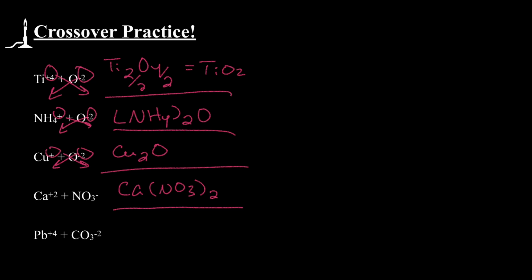Pb4+ CO3 2-. The 4 from the lead crosses over to the polyatomic, and the 2 from the polyatomic crosses over between the lead and the CO3. And so we would get Pb2(CO3)4. We can divide both by 2, so we wind up with Pb(CO3)2.